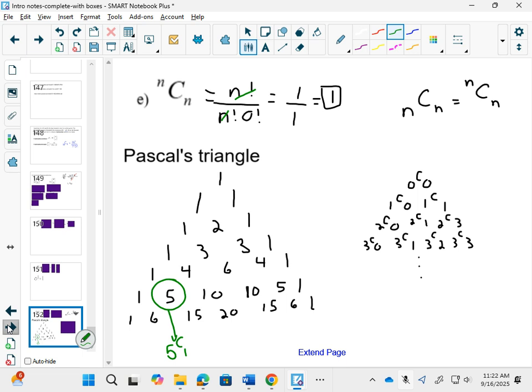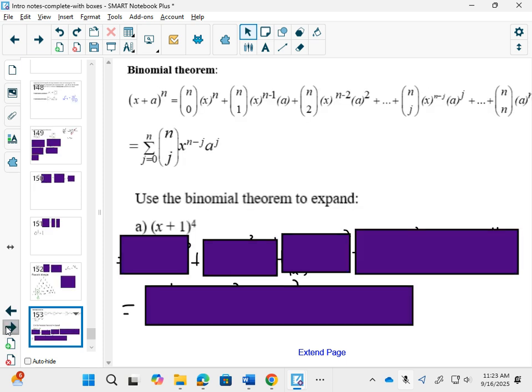And so what would come right before 5, choose 1? 5, choose 0. Then 5, choose 2, 5, choose 3, 5, choose 4, 5, choose 5. And you can pick any row and change it to combinations quickly using that little strategy. You don't have to remember the 0, choose 0, the 1, choose 0, and so on. And from this, we can get our binomial theorem.